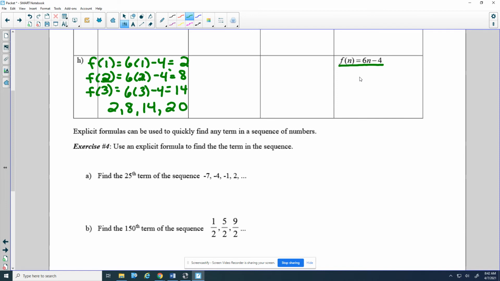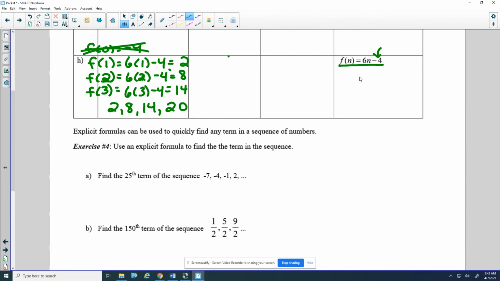Now notice this is not the a sub 1 value, and that's because this is written in a different form. If we think backwards, f of 0 would be negative 4, but we don't want that in a sequence. We want to start out with the first term, f of 1, okay? So that's why plugging them in, because you can write your formulas different ways, is the best way to make sure you get the right terms.